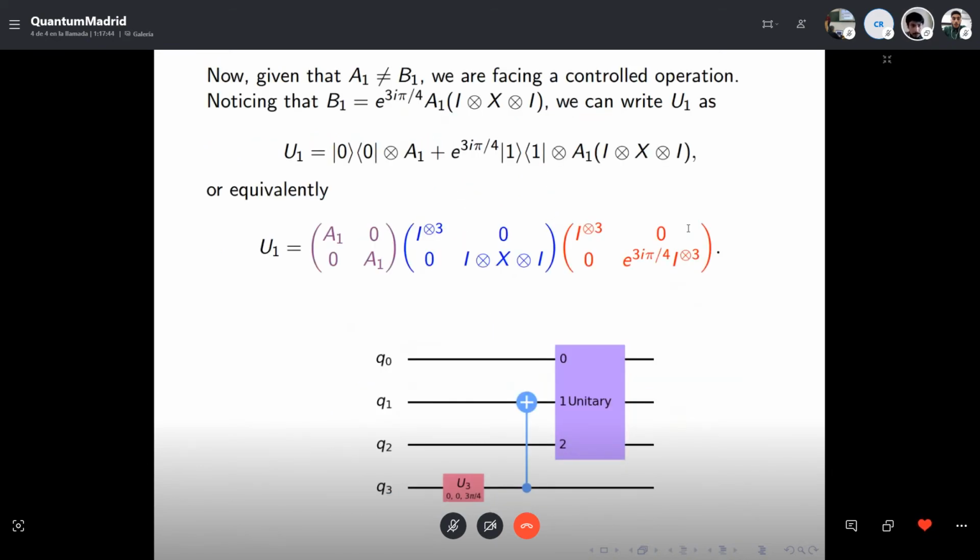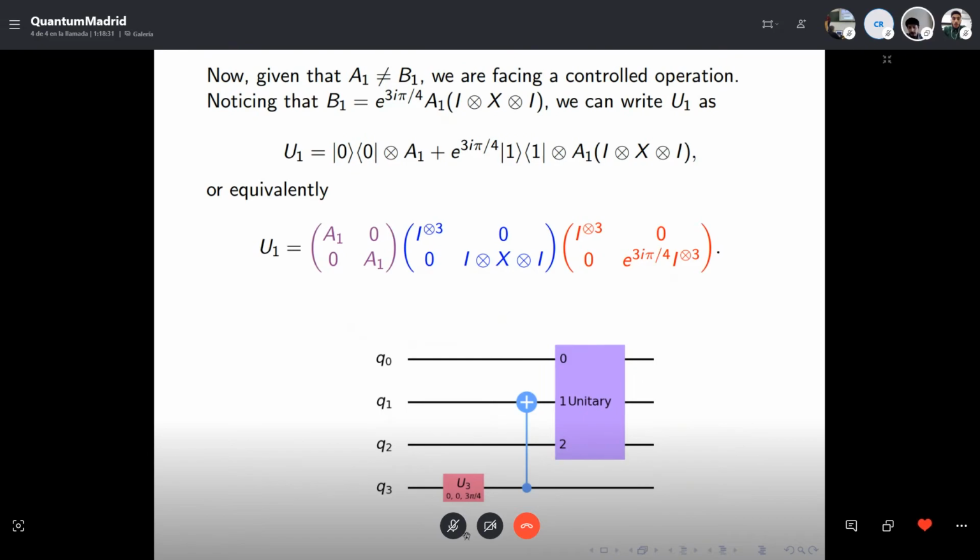Noticing that the matrices B and A are related by this equation, you can write U as this one, or equivalently in a matrix form, this one. Okay, so the red matrix is a U3 operation on the qubit 3. The blue matrix is a control-not operation between the qubit 1 and 3, or 3 and 1. The qubit 3 is the control. And the purple matrix is the remaining. Actually it's just a fully diagonalized matrix on the qubit 3 because the two blocks are equal.